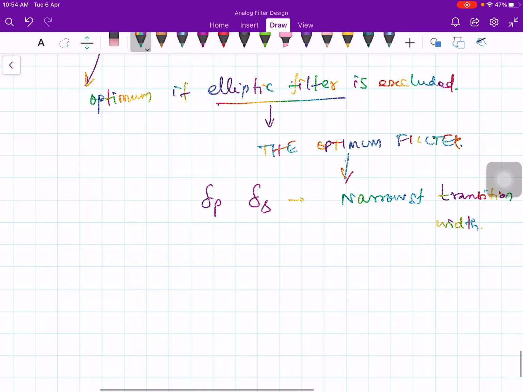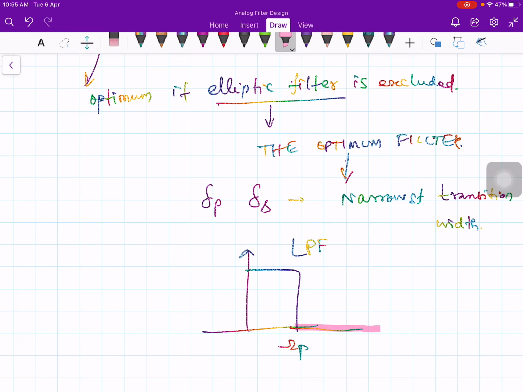If you take ideal filter, what is the transition band? If let's say this is my low pass filter, this is my low pass filter and this is omega p. Now this is my stop band. Okay, now the transition band is 0 here, transition width equal to 0.